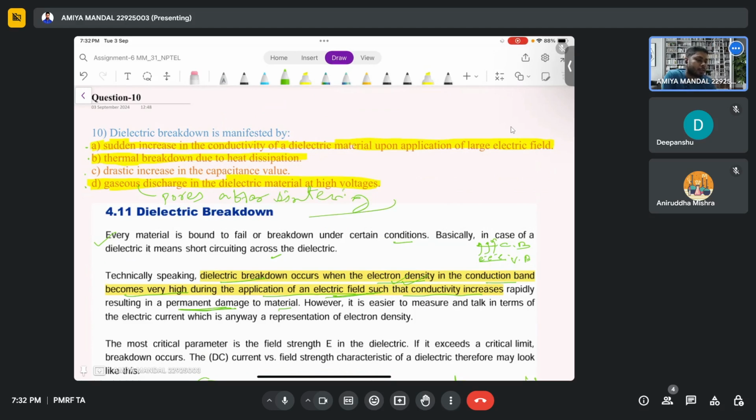Option number 3 is a drastic increase in the capacitance value. This is not correct. So A, B, and C, three options are correct.